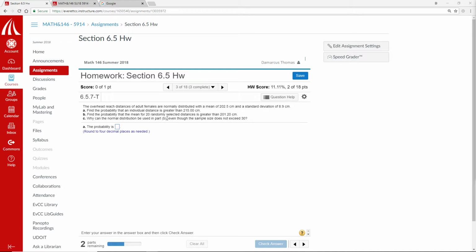Alright, it says the overhead reaches distances of adult females that are normally distributed with a mean of 202.5 centimeters, standard deviation 8.9 centimeters. Find the probability that an individual distance is greater than 215 centimeters. Find the probability that the mean of 20 randomly selected distances is greater than 201.20. And then why can the normal distribution be used in part B even though the sample size does not exceed 30?